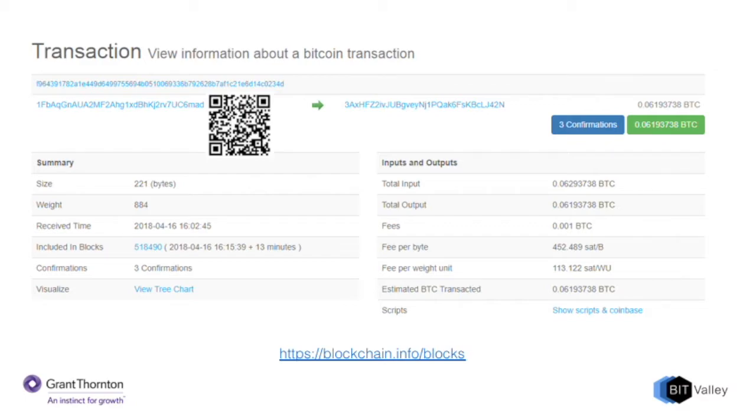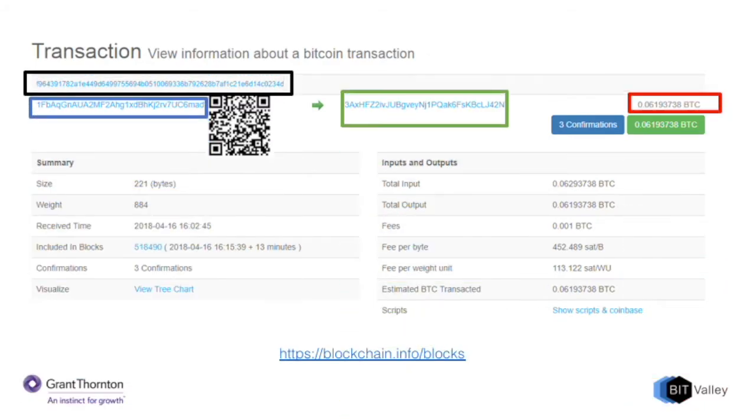The black box in the upper left of the screen is the ID of the transaction. The blue box on the left of the screen is the Bitcoin address, the public key, of the sender. The green box on the right side of the screen is the Bitcoin address or public key of the receiver. The red box on the upper right side is the number of tokens sent in this transaction. It is important to know that to be 100% sure that the account exists and is a trustful transaction, it has to have at least 6 confirmations in the network.